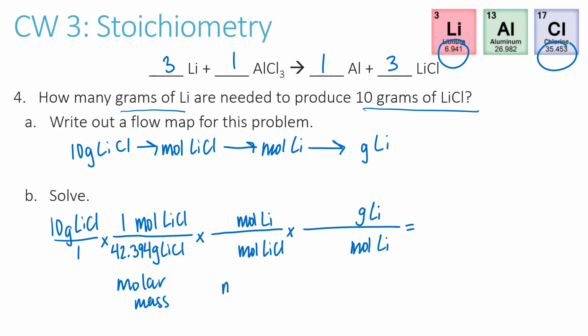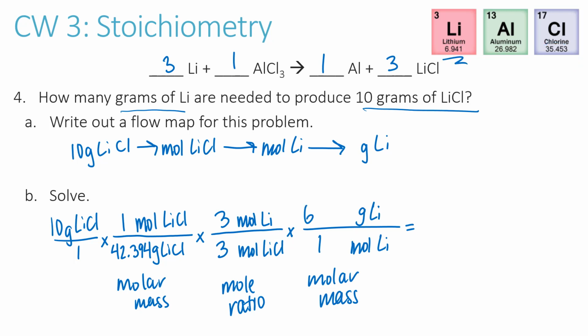Now we got mole and mole, so this means we need a mole ratio, which comes from our balanced equation. In my balanced equation, my ratio is 3:3. And my last one, once again, has grams and moles, so I'm going to need to find molar mass, but this time I just need the molar mass of lithium. So 1 mole of lithium weighs 6.941 grams. So plugging this all into our calculator and solving, my answer is 1.64 grams of lithium.